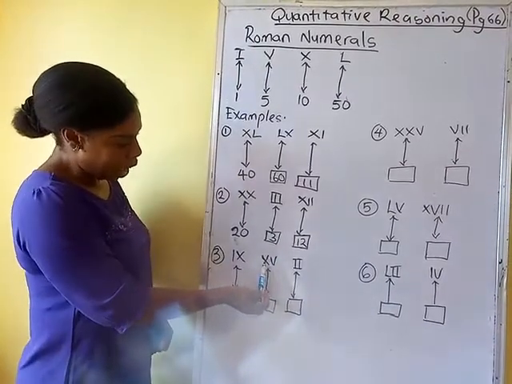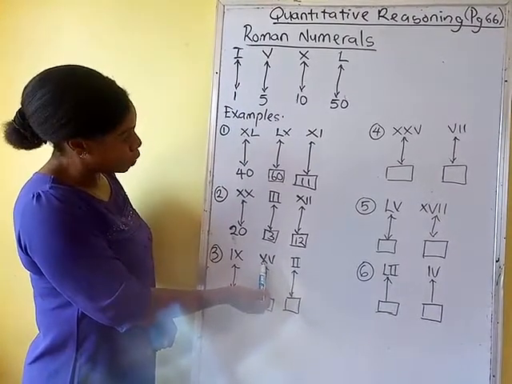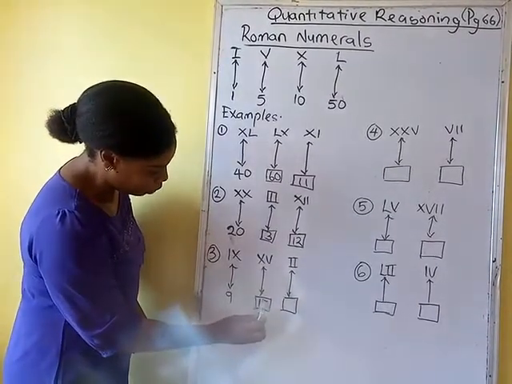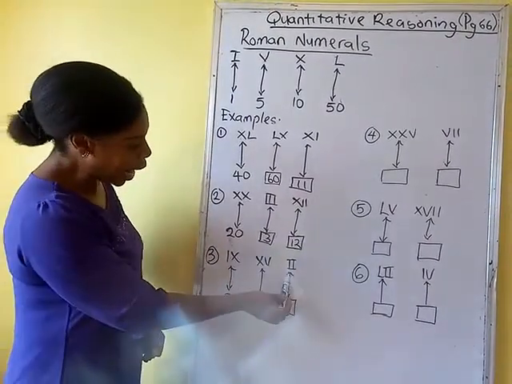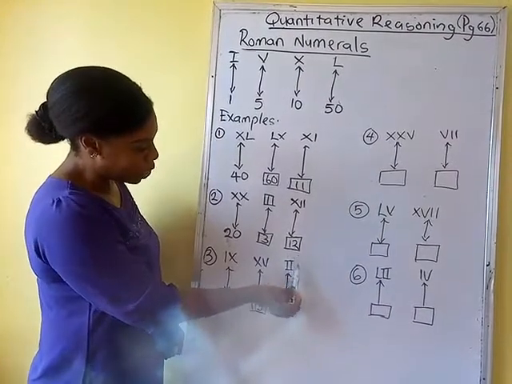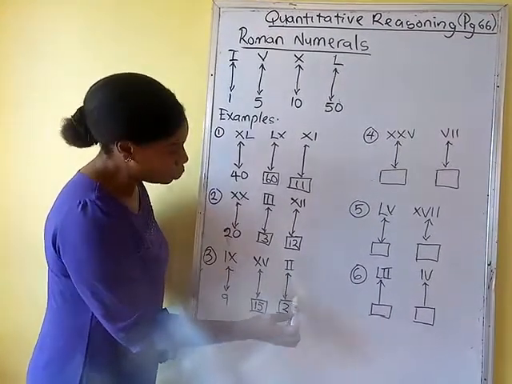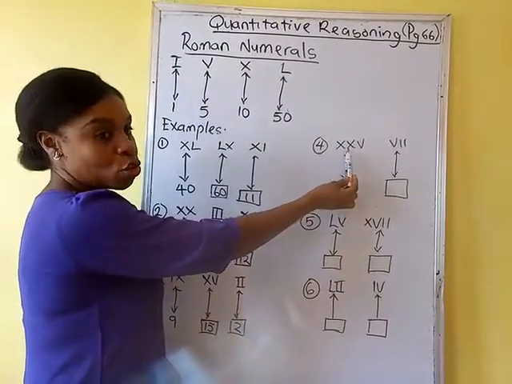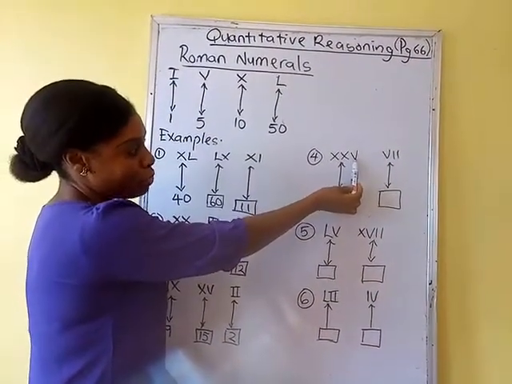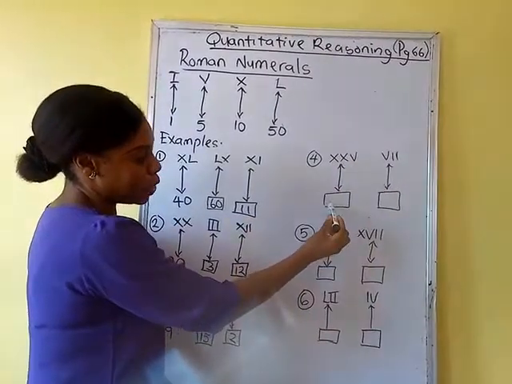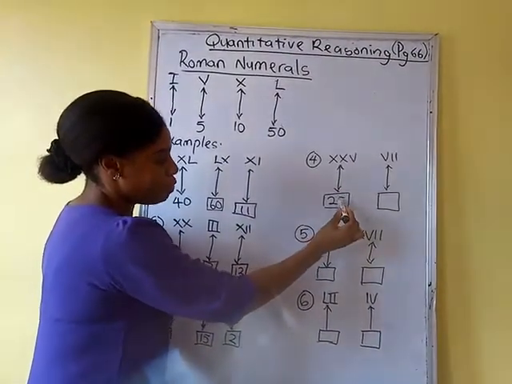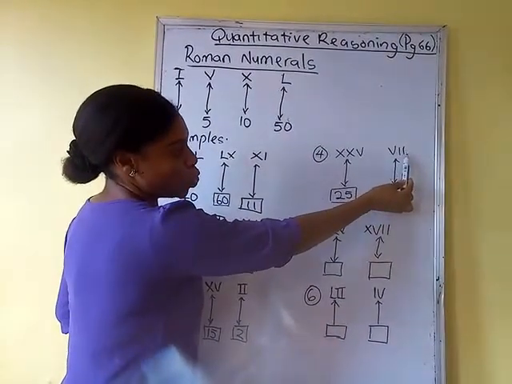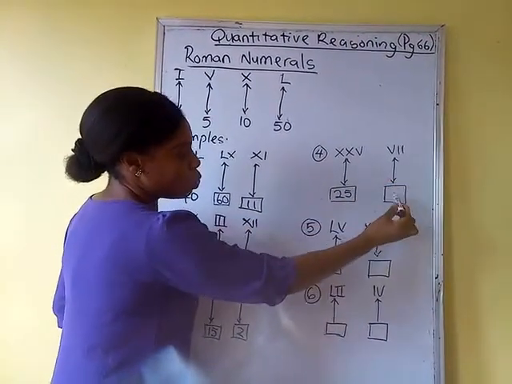Here we have XV. X is given to be 10, V is given to be 5. When you add them, it gives you what? 15. I is 1, another I making what? 2. Now let's come to this. XX, 20. V is 5. 20 plus 5, what would that be? 25. V is already 5. I is 2. When you add 5 plus 2, it gives you what?